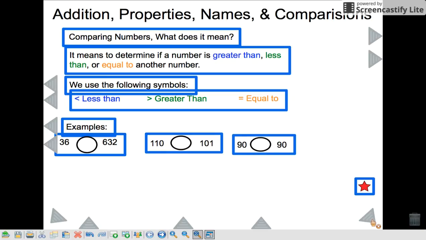Our first example, 36 and 632. We have to decide which one is greater than, less than, or equal to. Pause and write down the examples and your answers. Great. I hope you have gotten those written down.